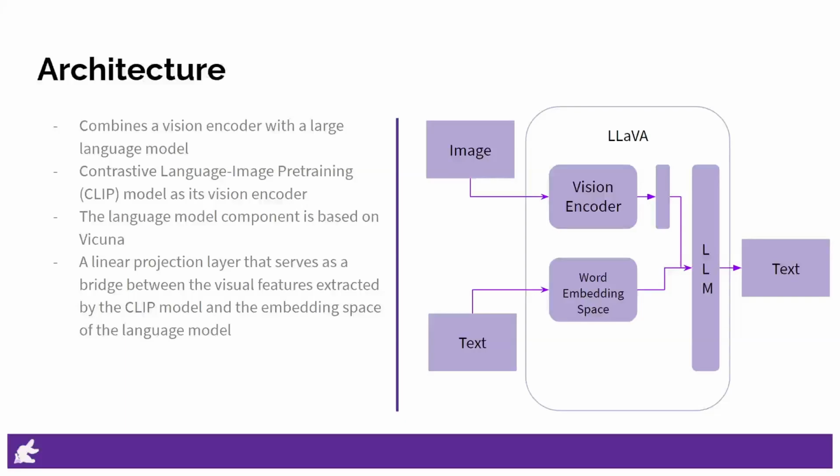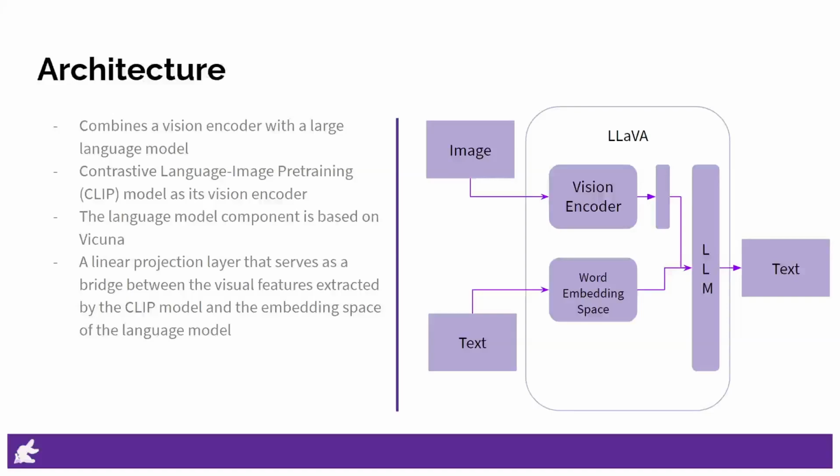LLaVA employs a unique architecture that combines a vision encoder with a large language model. Specifically, it utilizes the contrastive language image pre-training model, CLIP, as its vision encoder, which is adept at understanding images in conjunction with textual descriptions. The language model component is based on Vicuna, which is designed to generate coherent and contextually relevant language responses. The integration of these two components allows LLaVA to process and respond to multimodal inputs effectively.